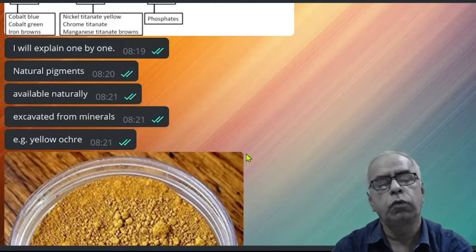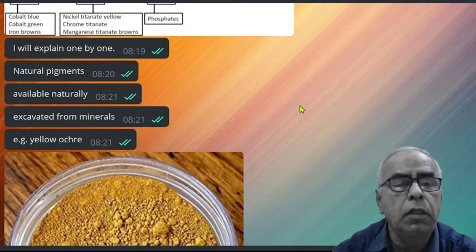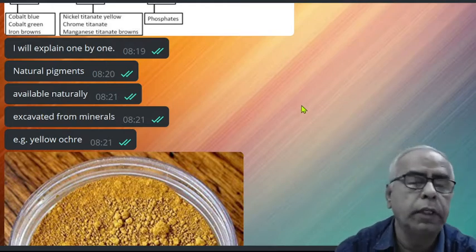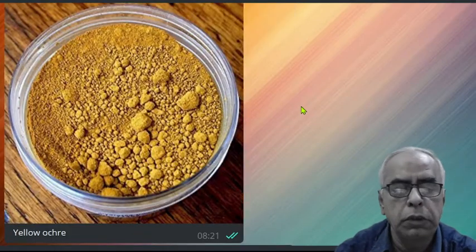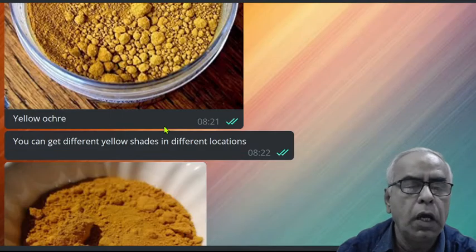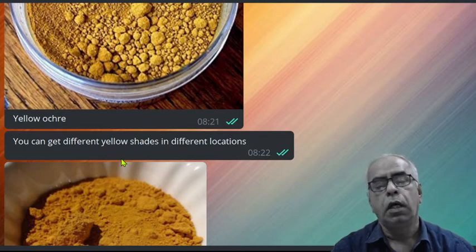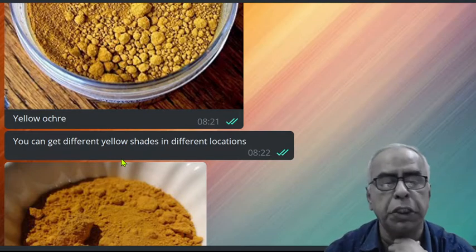Now let me explain one by one. Let me talk about these natural pigments. By its name, it is naturally available. They are all excavated from minerals. For example, this is yellow ochre, which gives yellow shades. And we can make use of different yellow shades by making use of different pigments obtained from different locations.